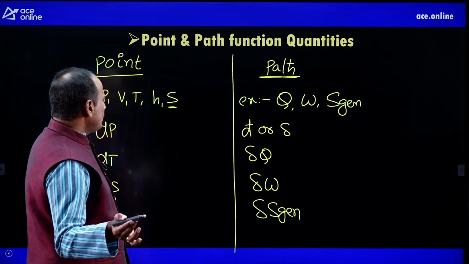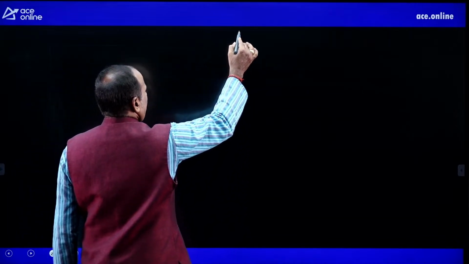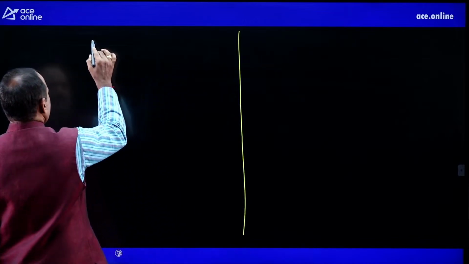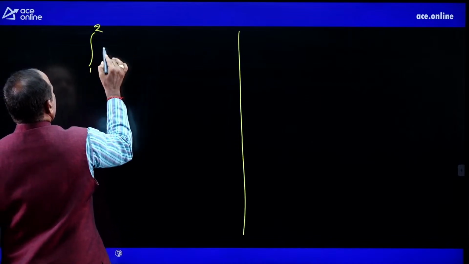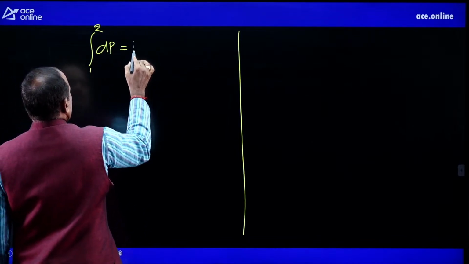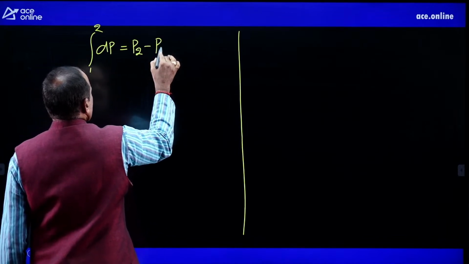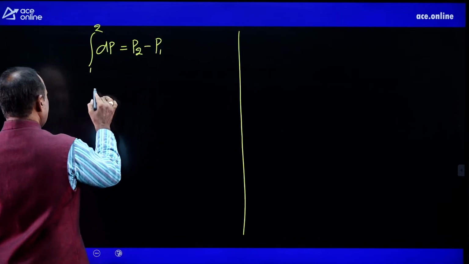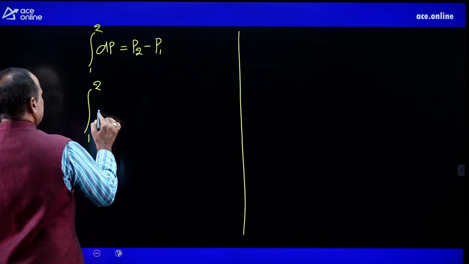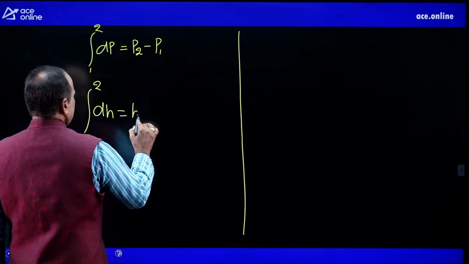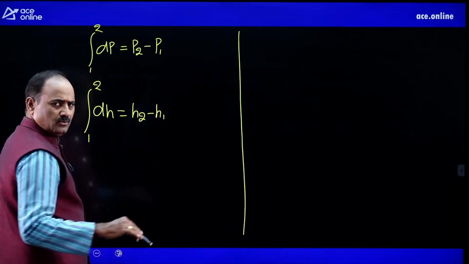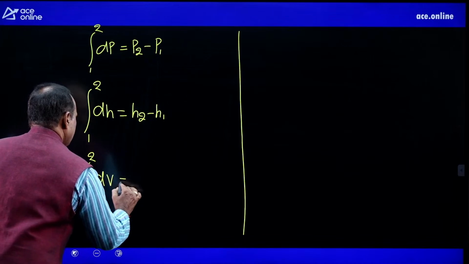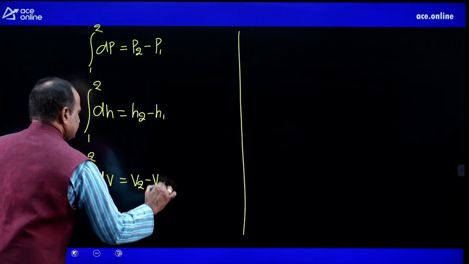Similarly, the other important difference is the point function quantities can be written by their difference like this. Integral 1 to 2 dp can be written as p2 minus p1 because the point function quantities are depending on initial and final states. Similarly, integral 1 to 2 dh can be written as h2 minus h1. Okay. Similarly, integral 1 to 2 dv can be written as v2 minus v1.